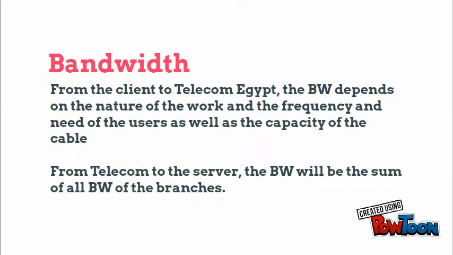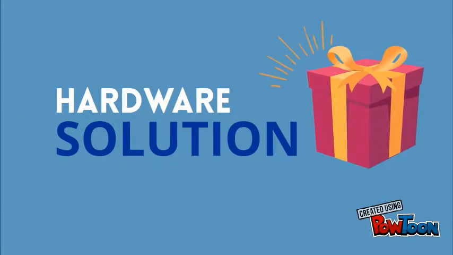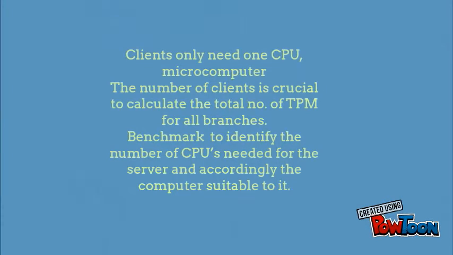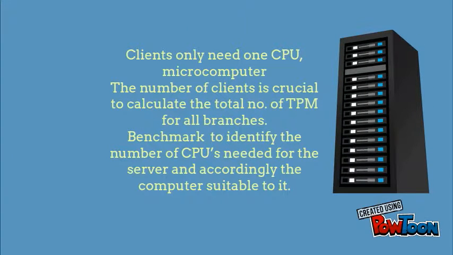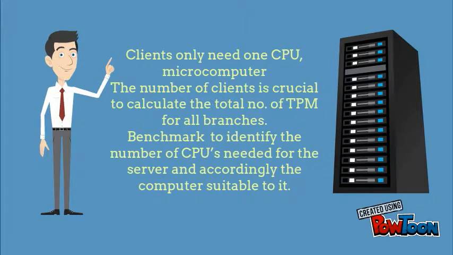And at its core is the bandwidth, which depends on the nature of the work and the frequency and need of the users. Calculating the bandwidth of the server to telecom depends on the sum of all bandwidths of the branches. And now, back to my favorite, the hardware solution. Clients only need one CPU. Servers, however, depend on the benchmark, which also relies on the number of clients.